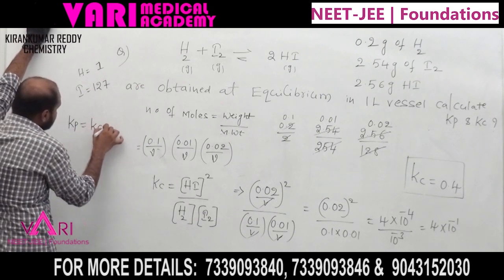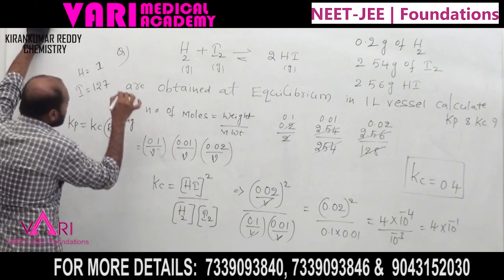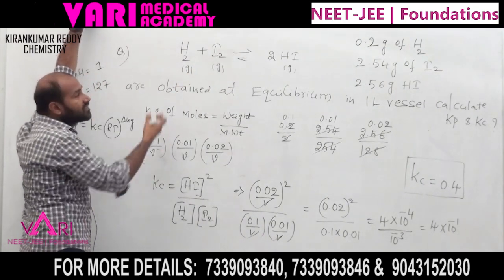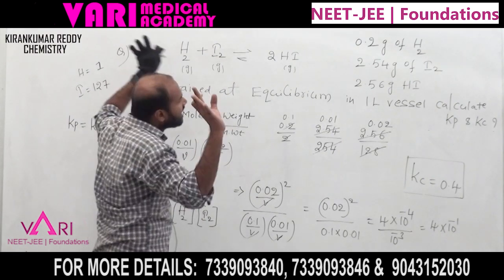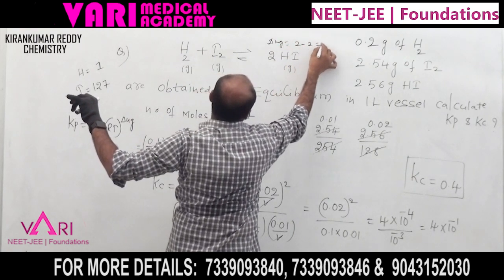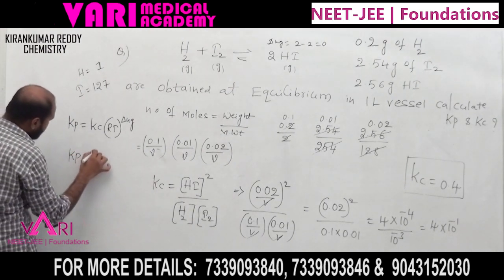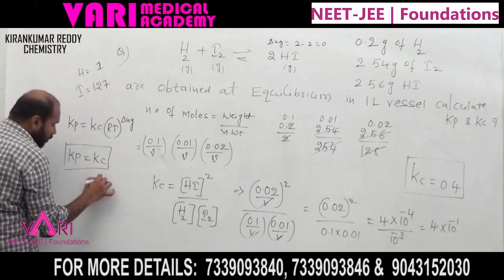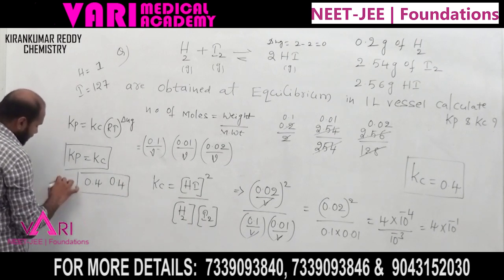Now Kp is equal to, what is the formula, students? Kp equal to Kc RT power delta Ng. Calculate delta Ng. Here the product side is 2, the reactant side is 2. All are gaseous. Now delta Ng is equal to 2 minus 2, that is equal to 0. Now 0 means Kp is equal to Kc. Even Kp is 0.4 and Kc is also 0.4, that is the answer.